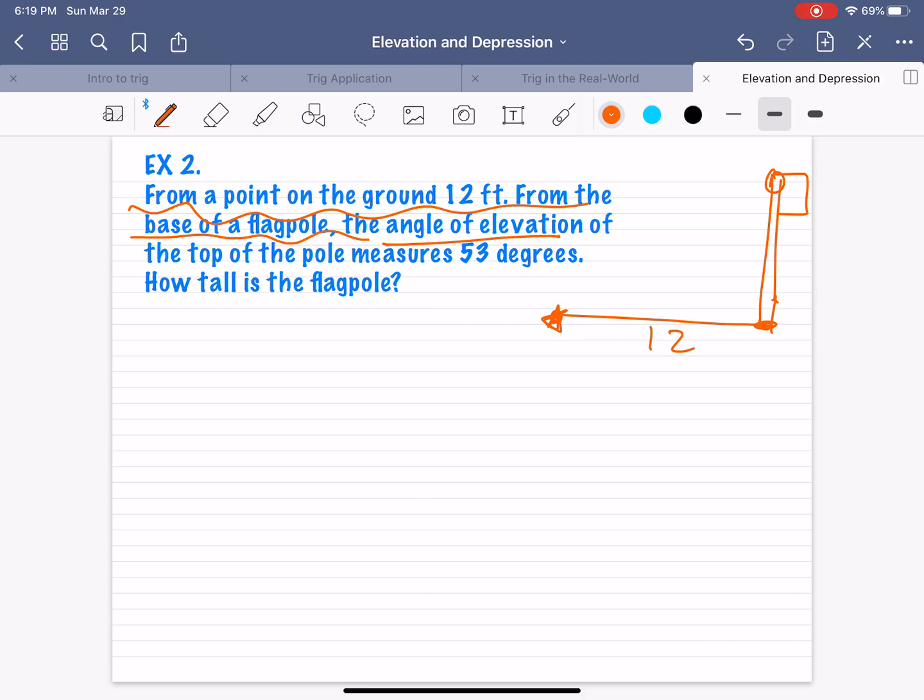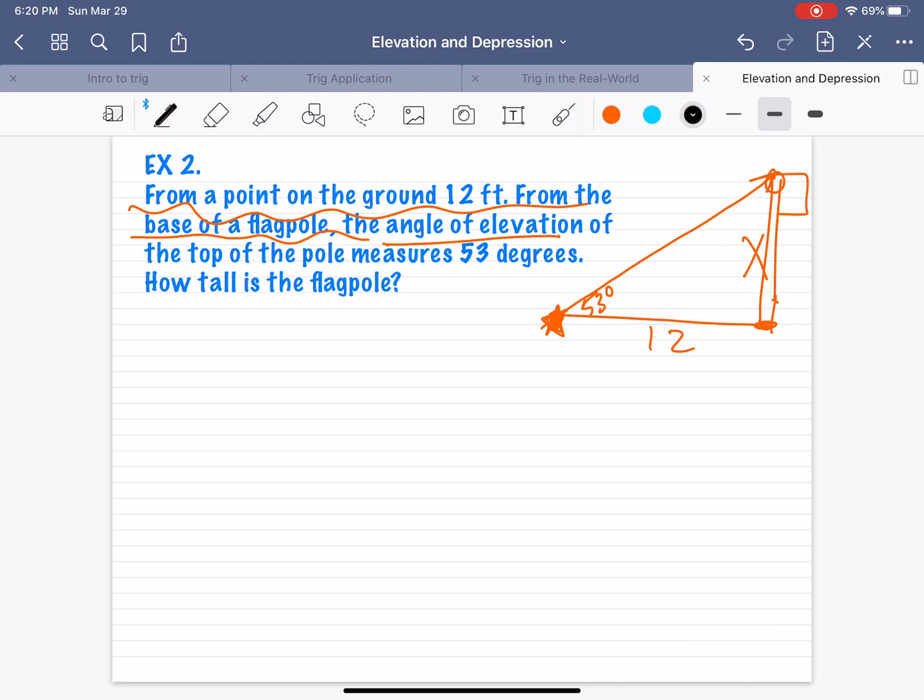In other words, if there was a tiny person here and if they look up to the top of the flagpole, the angle of elevation is 53 degrees. The question is, how tall is the flagpole? So once you understand that angle of elevation is when you look up, this is a simple SOHCAHTOA problem.